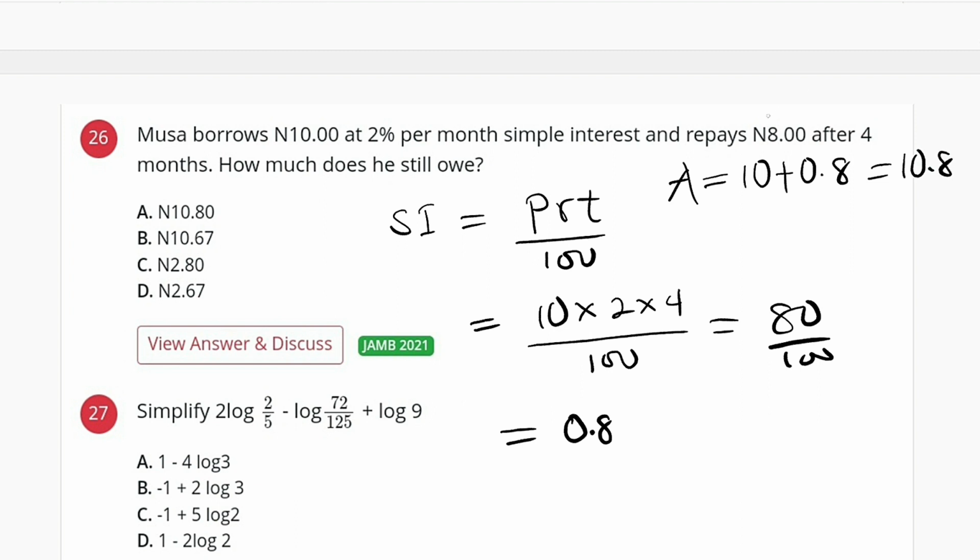But he repays 8. So we are going to subtract this 8 from 10.8 to determine how much he owes. So we have 10.8 minus 8. This is equal to 2.8. And 2.8 is option C.